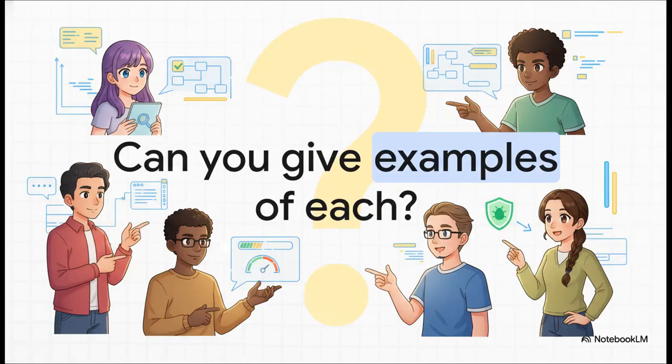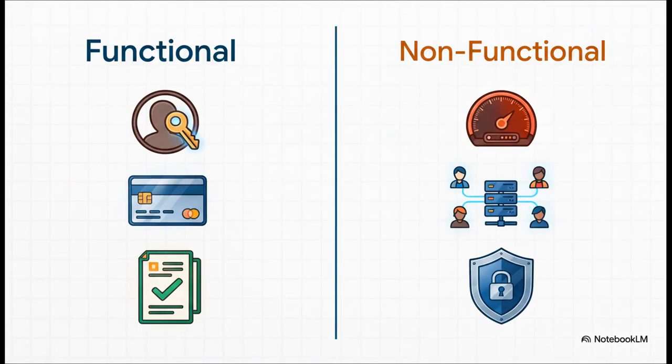And for the final part, they're gonna want to see that you can connect the dots. They'll probably ask for a few examples. And this is easy, right? For functional, you can talk about really specific user actions like logging in, making a payment, or validating a form. And for non-functional, you can mention those broader system qualities like how it performs, how it handles a lot of users at once, and, of course, security.